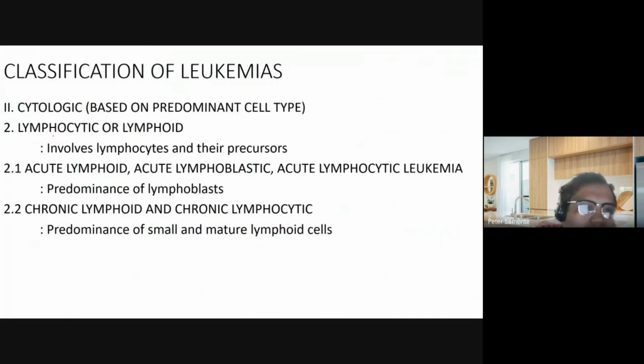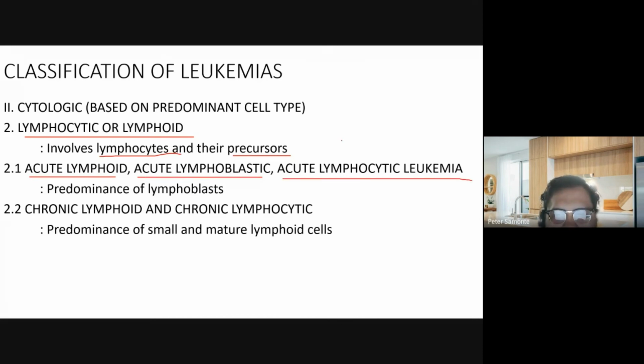Another one, after your granulocytic, we have your lymphocytic or lymphoid. Now, this would involve lymphocytes and their precursors. So kanina, granulocytic tayo. Let's talk about your lymphocytic. Now, we have your acute lymphoid and acute lymphoblastic, or also known as your acute lymphocytic leukemia. This is known class as your ALL. Now, in your ALL class, kanina, myeloblast ang madami sa AML. This time, you have the predominance of lymphoblasts.